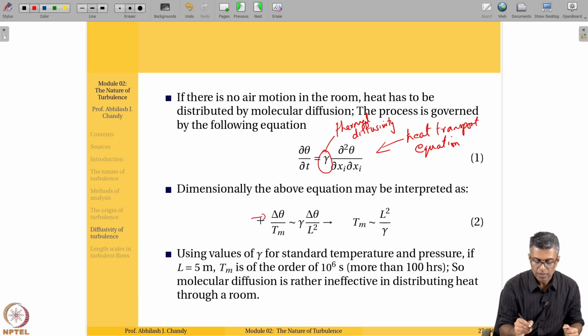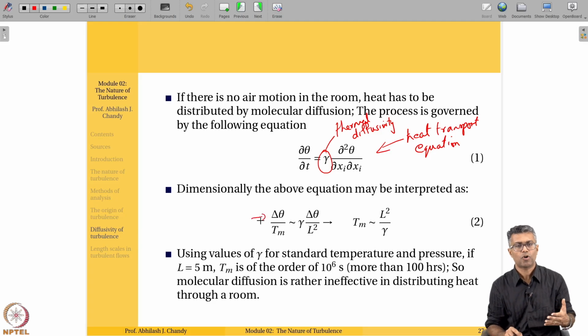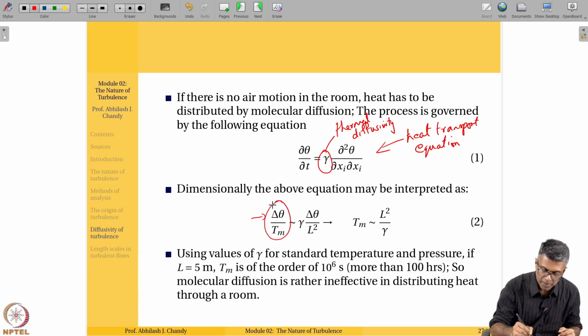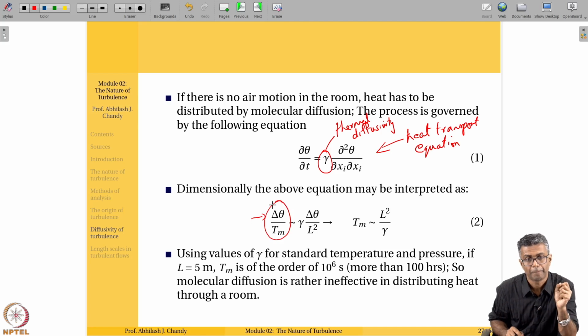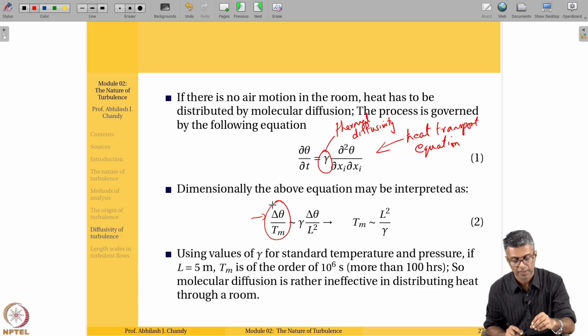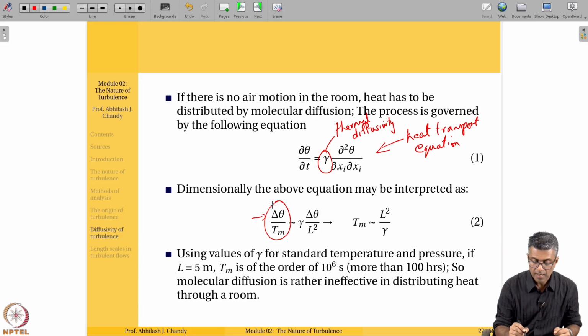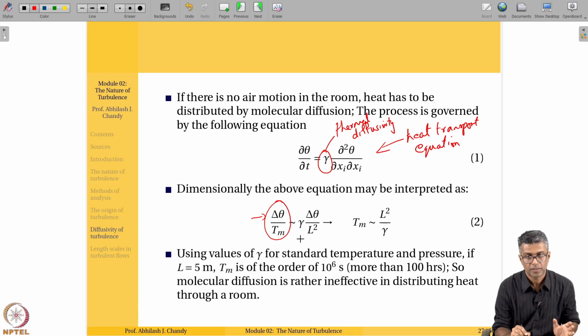Delta theta is dimensionally of the same order as del theta. And then delta theta over Tm represents an order of magnitude analysis of the left hand side of equation number 1. I'll tell you what Tm is: it's a time scale that is involved in this equation. Delta theta over Tm is, on the right hand side, gamma, which is again the thermal diffusivity, multiplied by the corresponding scaled term.